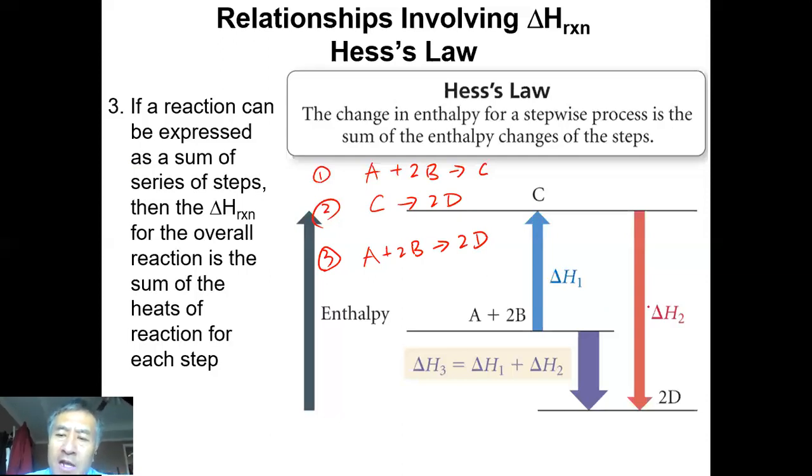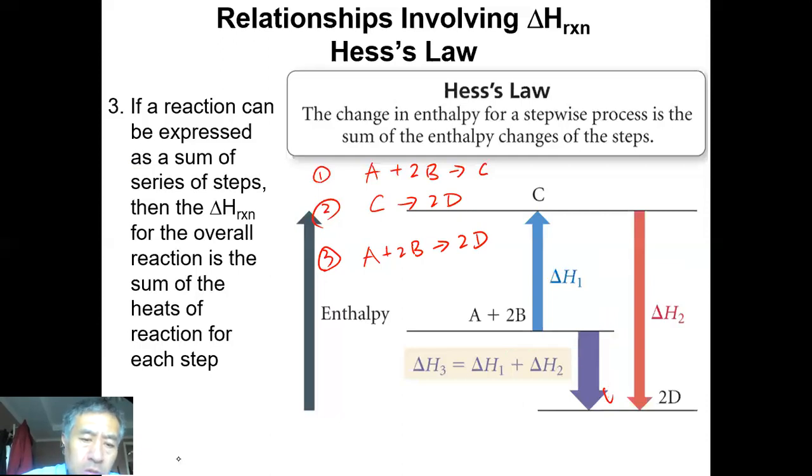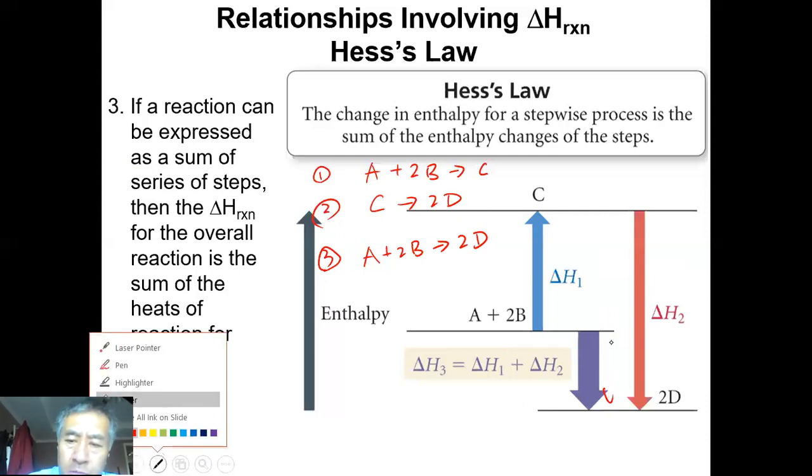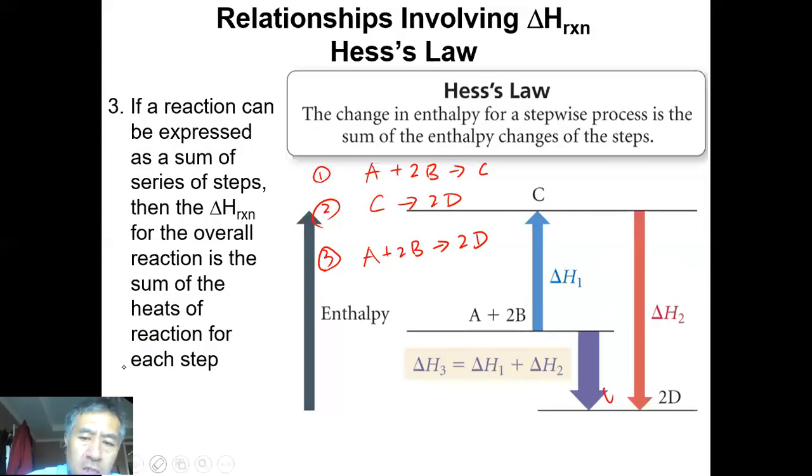From the diagram, you can see what delta H3 is. This is reaction three, from here to here is reaction three. Reaction three has this much delta H change from there to here. And from the diagram, you can see delta H3 equals delta H1 plus delta H2.